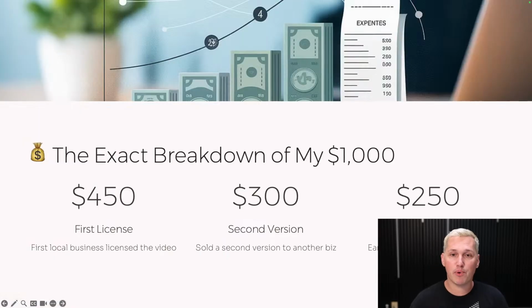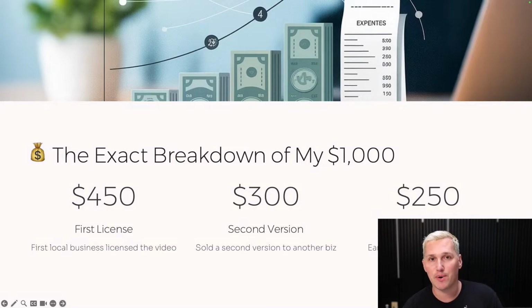Now, this is the exact breakdown of my $1,000, okay? The big chunk is coming from the first license where I sold the video. Then the second version I sold to another biz. And then from that point moving forward, all the money I've made beyond that is coming from actual lead generation. Meaning, I keep control of the video. I put a tracking phone number on there from Dialhawk, and then the leads keep forwarding in. And that's why the number has grown above and beyond $1,000.